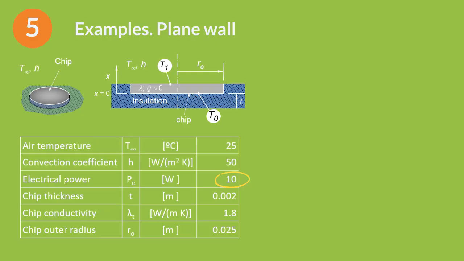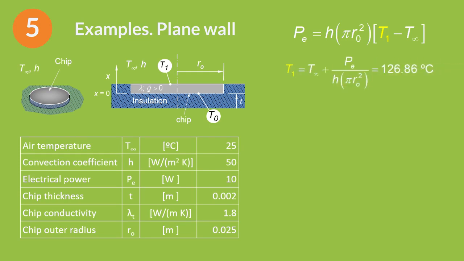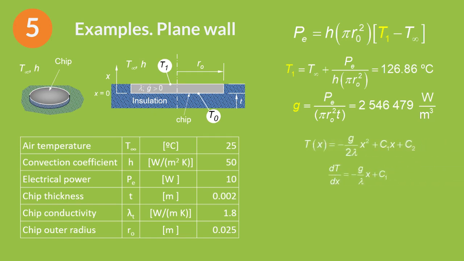The first step is to calculate the surface temperature, T1. Because all the electrical power is converted into heat and transferred by convection to the surrounding air, applying Newton's law for convection, you can obtain the surface temperature. Assuming a uniform internal heat generation, we can obtain the volumetric heat generation, G. Now, it is time to use the results of the integration of the diffusion equation.